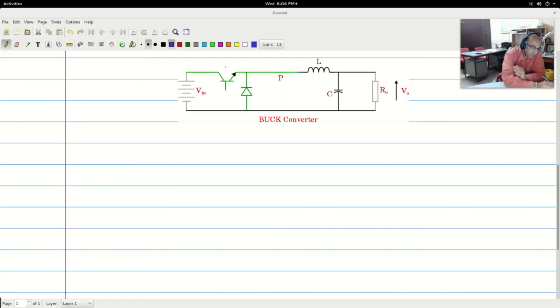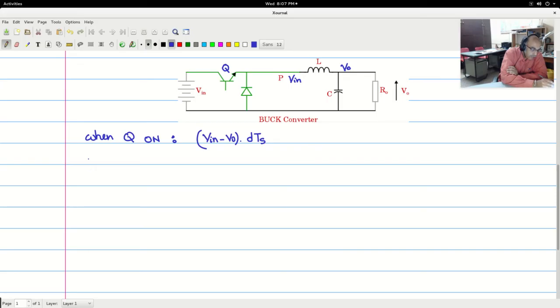Now let me call this transistor as Q. So when Q is on, Vin is appearing at this point. This will be Vin, and this will be V0. Vp, that is the pole voltage, will be Vin, this will be V0, and therefore as we saw earlier, we have Vin minus V0, and this is occurring during the period when Q is on. As we saw earlier, that was a period T on time or dTs.